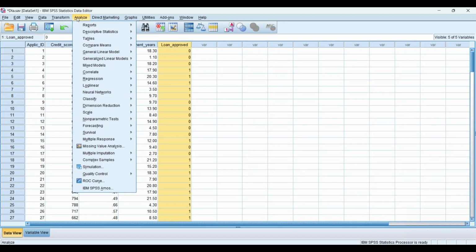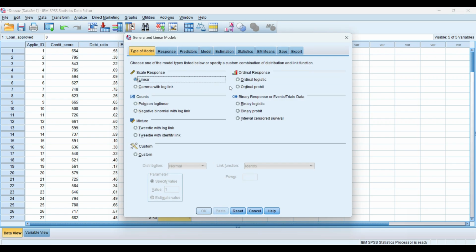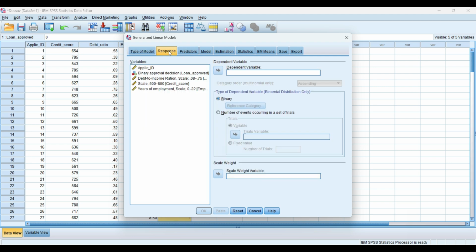First of all, we need to click on analyze and we go for generalized linear models and then click on generalized linear models. So here we are specific to binary Probit regression. So we need to click type of model. We are doing binary Probit and then we come to response. So our dependent variable is binary approval decision, loan approval.